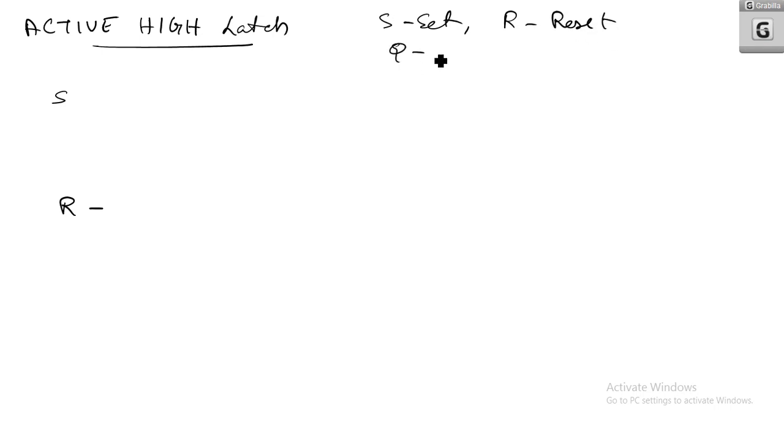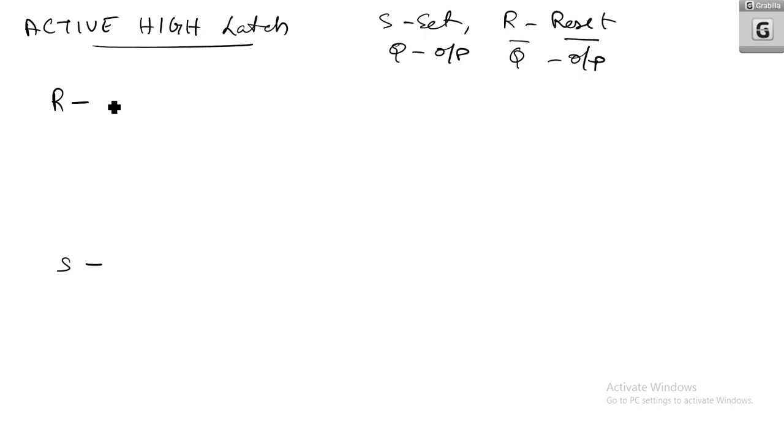Q is the output, and Q bar is the complement of the output. Okay, I will explain it in reverse. I am going to explain the active high latch. So reset is there, set is there.